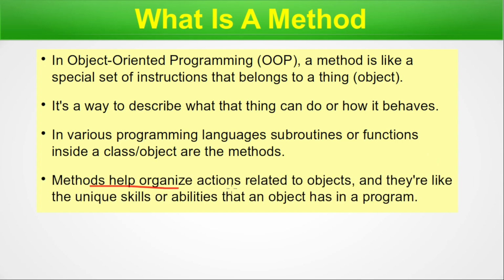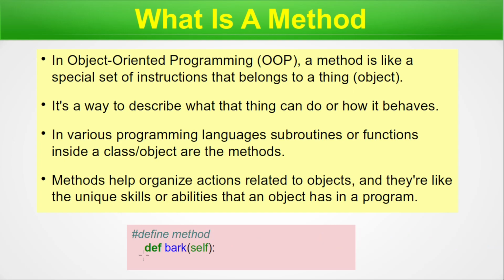Methods help organize actions related to objects, and they are like unique skills or abilities that an object has in a program. Now we have done talking theoretically about the method. Now let us see a small code snippet of the method. Let us define it. We are using the keyword def to define bark, and then we are giving self. So you can see the argument that is going to the function or the subroutine here is self, and the name here is bark.